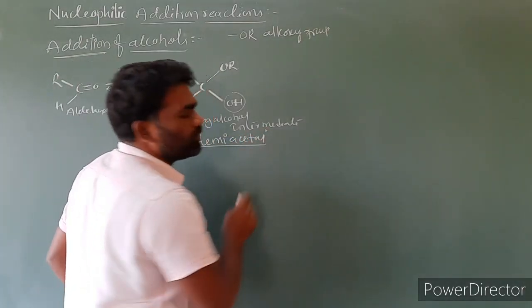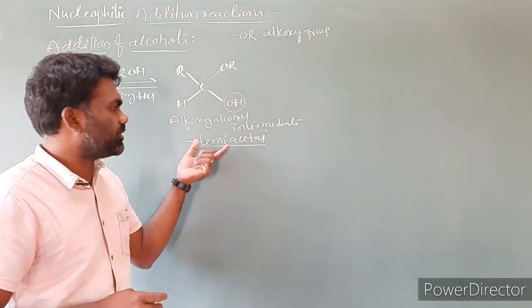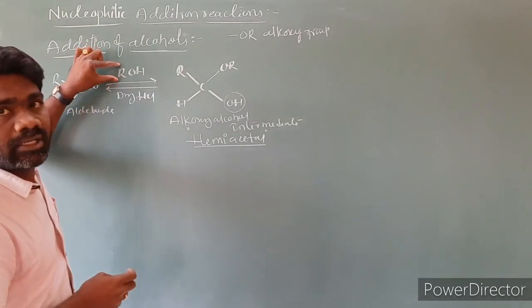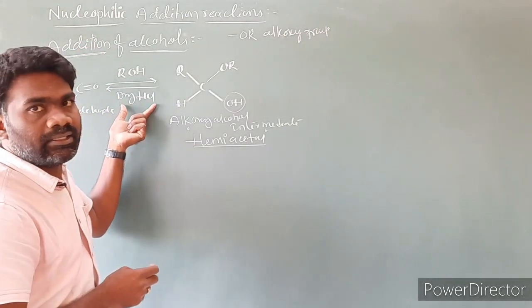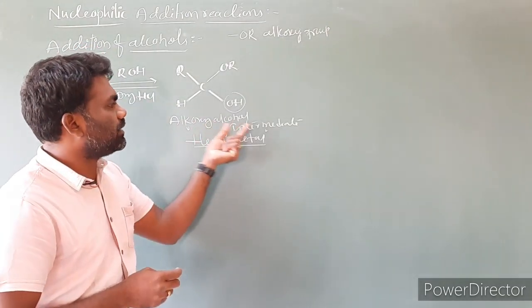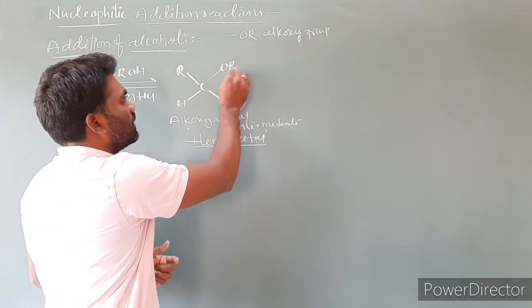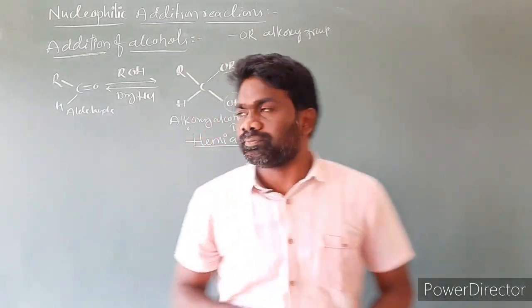This is very important for one more question. What is hemiacetal? Hemiacetal is nothing but: aldehydes react with alcohols in presence of dry HCl to give an alkoxy alcohol intermediate known as hemiacetal. This is the statement you have to write. This is the alkoxy group, this is the alcohol group.